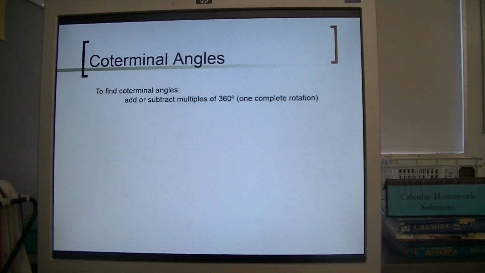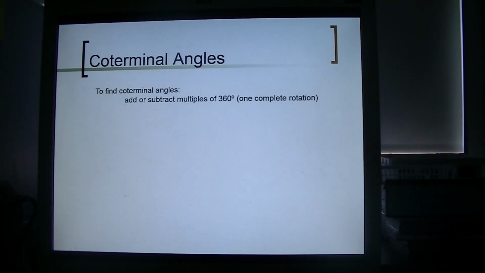We need to figure out how to actually find coterminal angles. Olivia, you mentioned yesterday you understood what they were. It's probably hard to actually figure out what those angles are going to be.